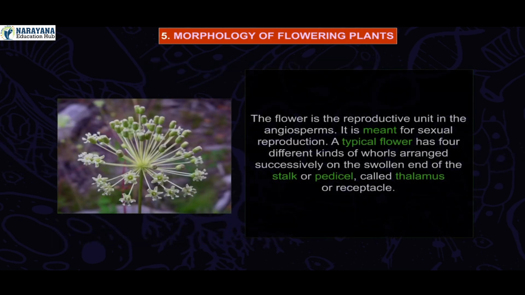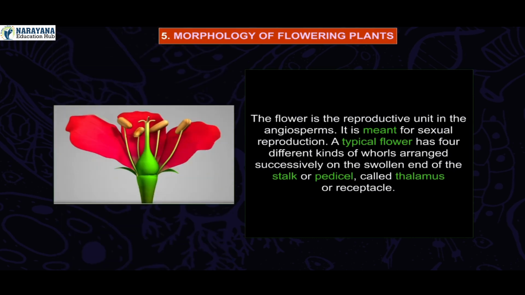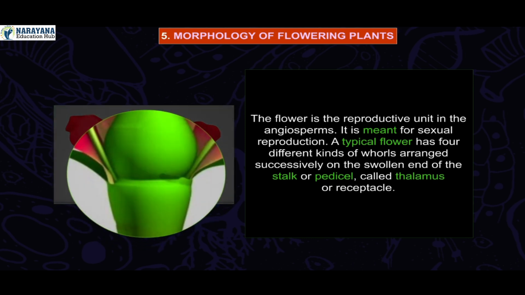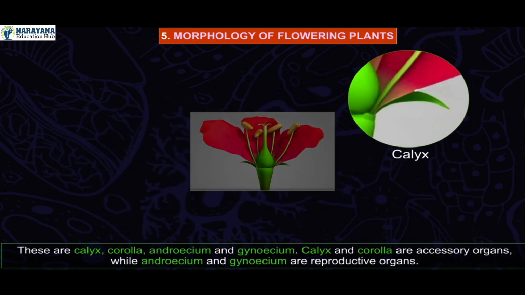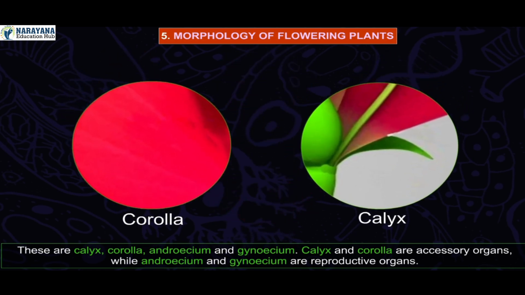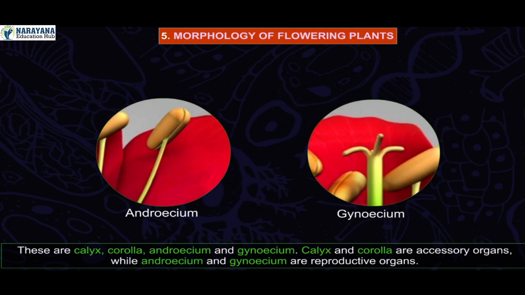The flower. The flower is the reproductive unit in the angiosperms. It is meant for sexual reproduction. A typical flower has 4 different kinds of whorls arranged successively on the swollen end of the stalk or pedicel, called thalamus or receptacle. These are calyx, corolla, androecium and gynoecium. Calyx and corolla are accessory organs, while androecium and gynoecium are reproductive organs.